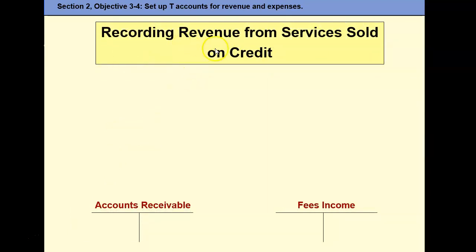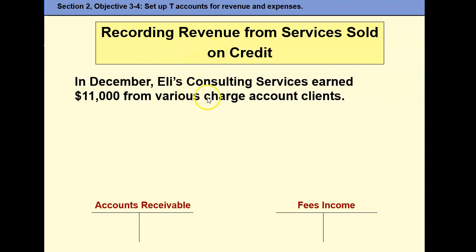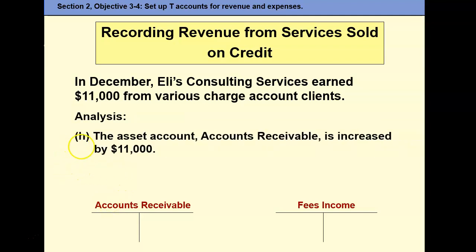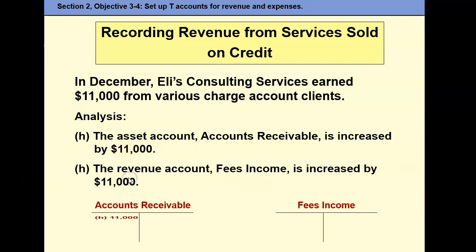Next, record revenue for services sold, this time on credit. So we earned $11,000 from various charge account clients. When it says on credit, this means that these clients have not yet paid us, therefore money is owed to the business. Accounts receivable represents money that's owed to the business organization. So to record this transaction, the accounts receivable account is going to increase by $11,000. The revenue account will also increase by $11,000.